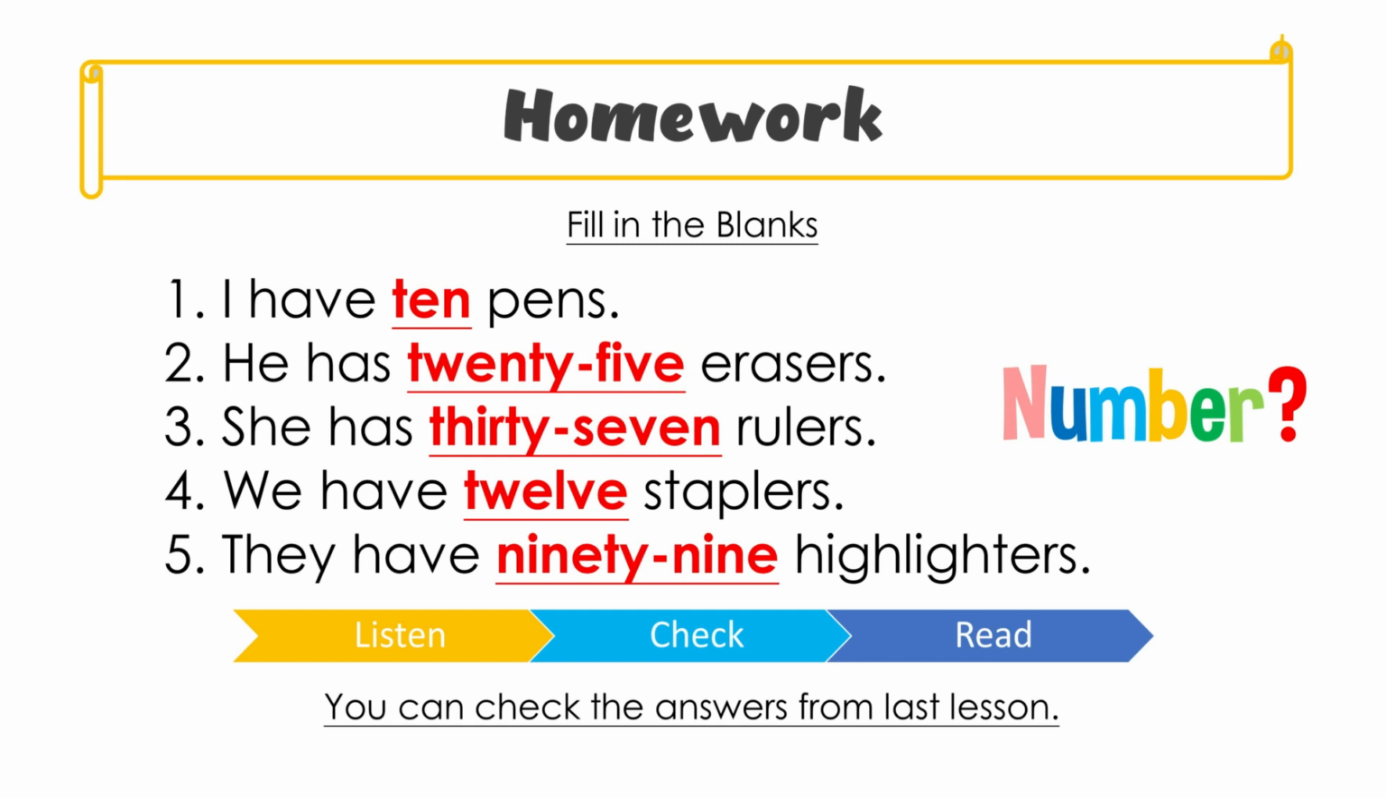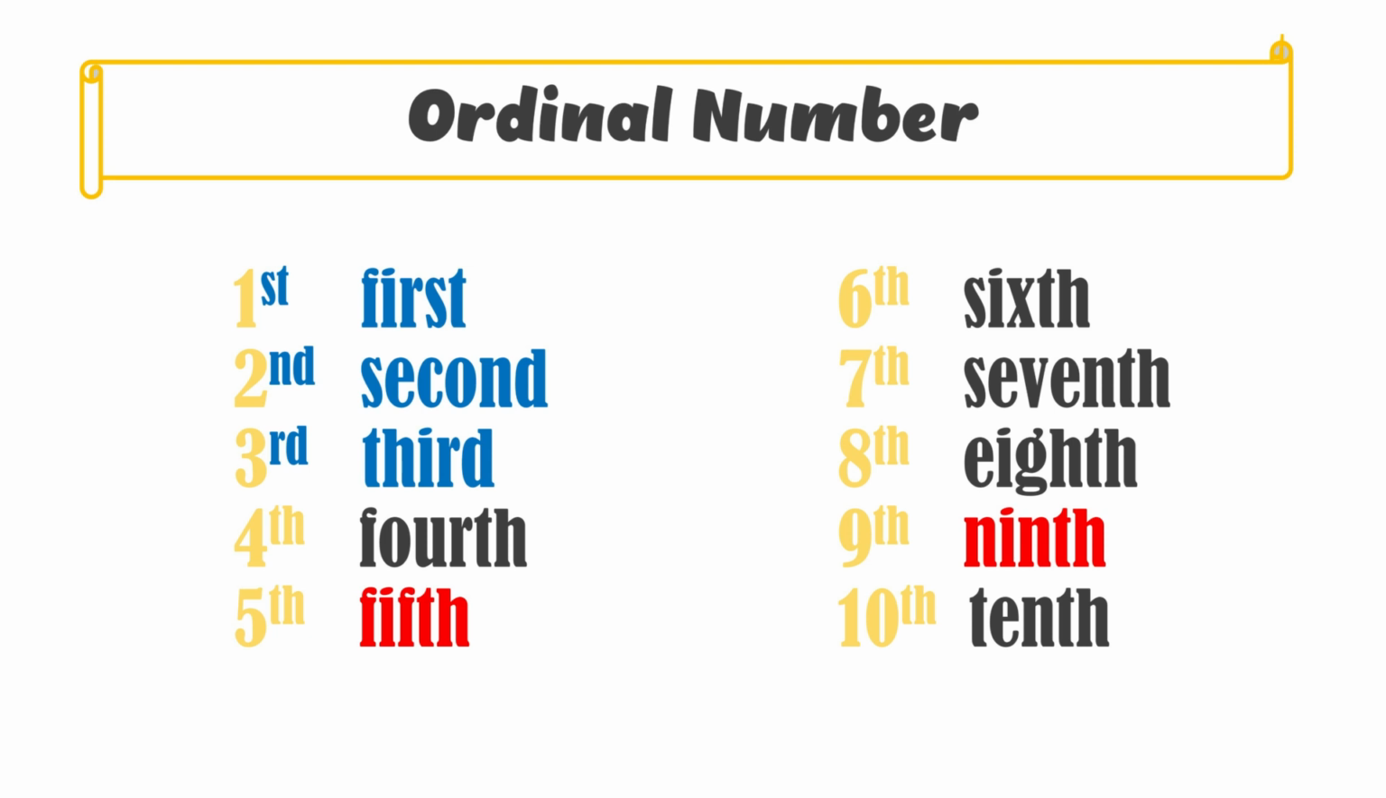I wish you did well. Let's get started. An ordinal number is a number that tells the position of something in a list.